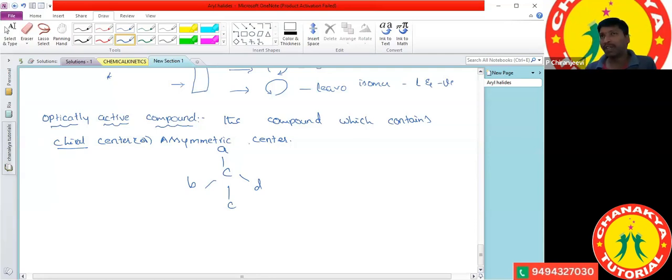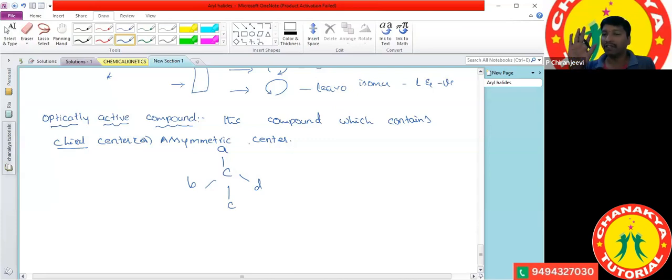Because we have different kinds of symmetry. Okay, symmetry. What is meant by symmetry here? If you divide in any direction and you get two equal halves, then we can call it symmetry. If you divide in any direction and get two equal halves, that is symmetry.